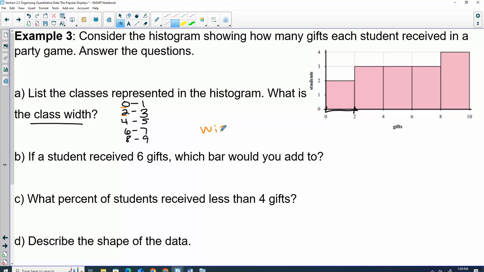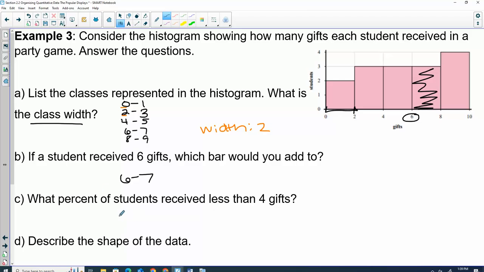So what is my width here? 2. So the classes, we will practice that a little bit more, but just make sure it has to be clear if I give you a number which group it goes with. So you have to end one before you begin the next. If a student received 6 gifts, which bar would we add to? So if I took the 6, based off this information that we talked about, which bar would I put it with? The 6 to 7. We would be adding it to this bar.